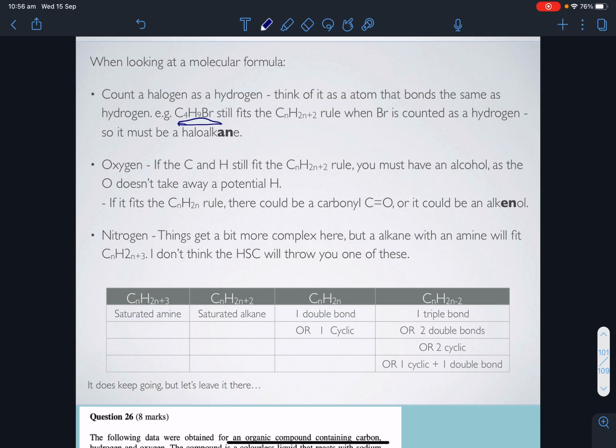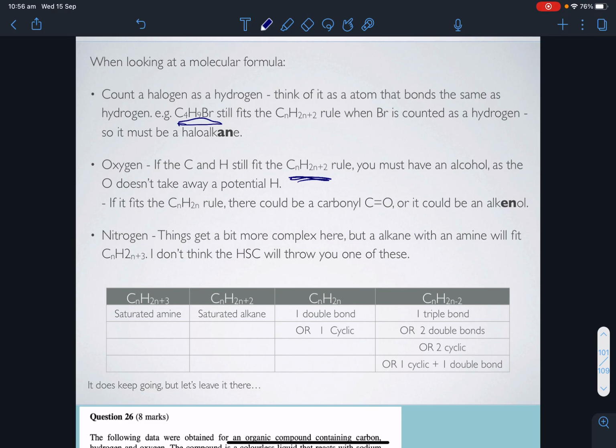If you have a molecular formula with an oxygen in there and the carbons and hydrogens still fit the CnH2n+2 rule, you have an alcohol, okay? Because remember, you can think of an alcohol as just inserting the oxygen into a carbon-hydrogen bond. It's still going to fit the CnH2n+2 rule, okay?